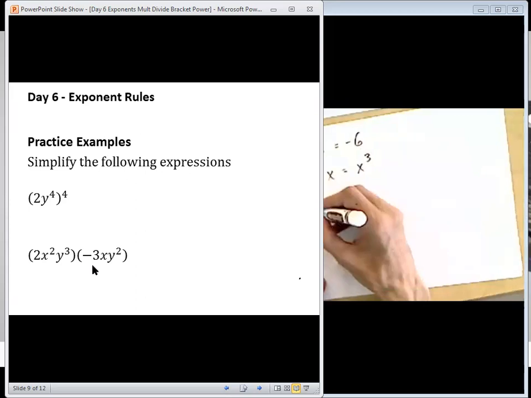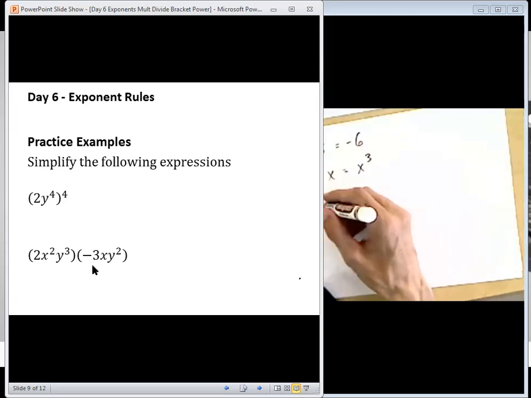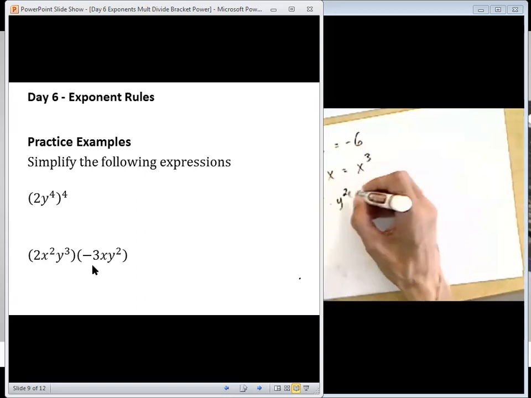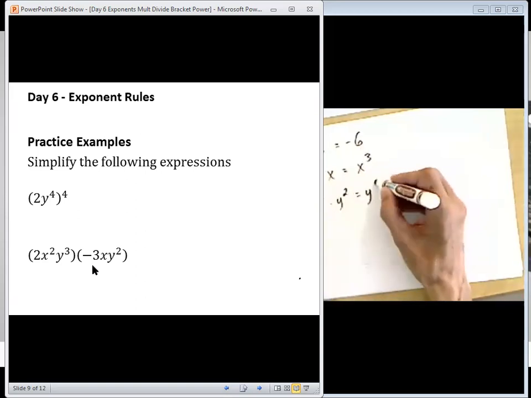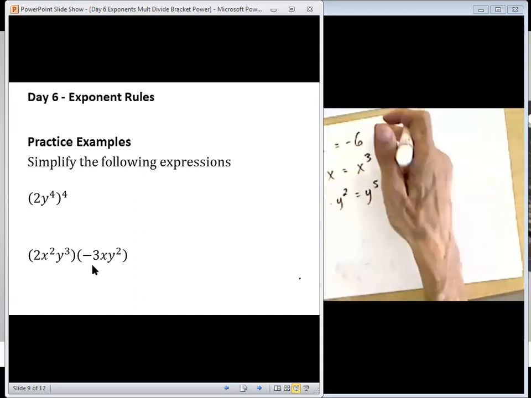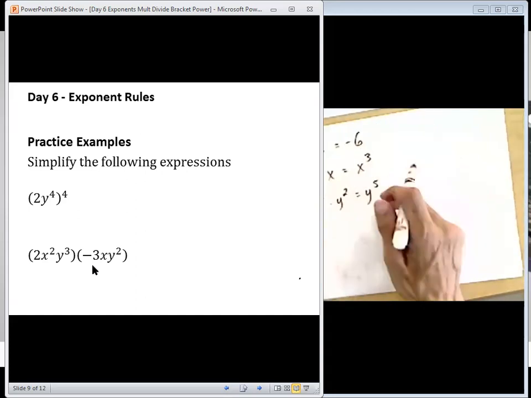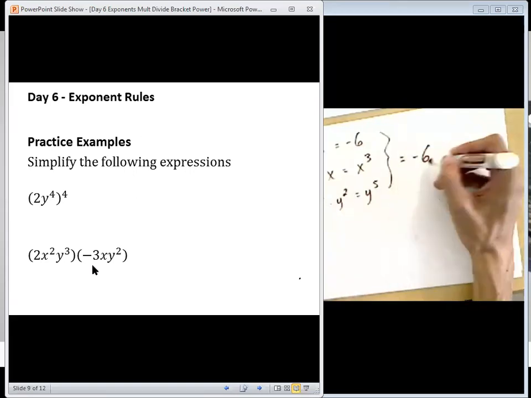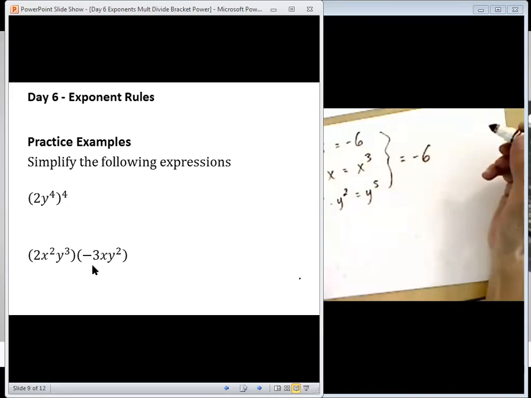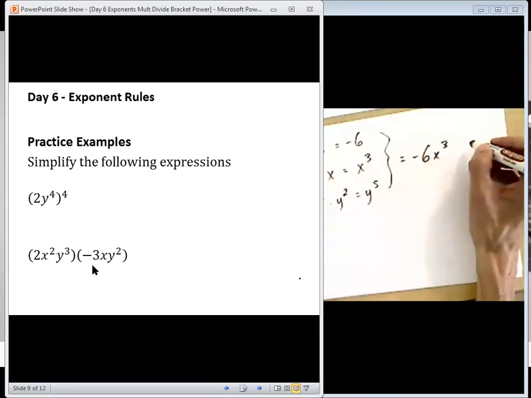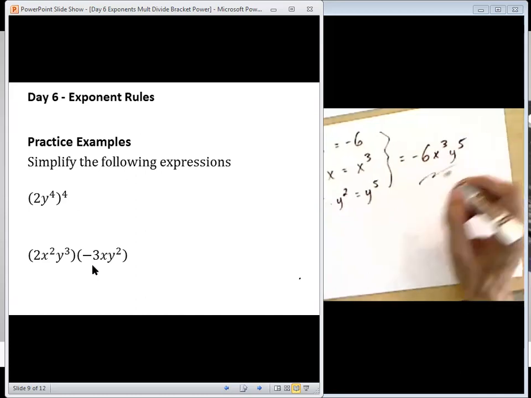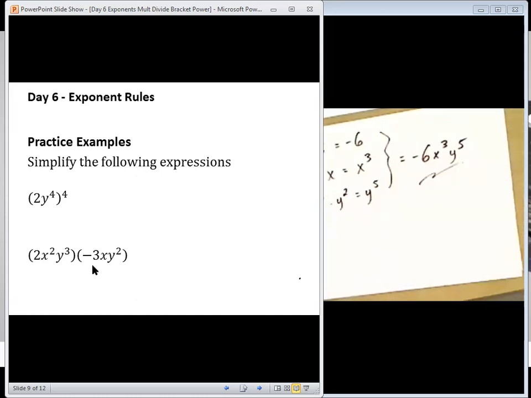For the y's, what do we got? In the first bracket, it's a 3. Yeah, nice. It's 5, right? So you can do this in your head. I wrote them out separately, right? But the result is that you get minus 6, x to the 3, y to the 5 is the final result for that one there. Yeah. Okay.